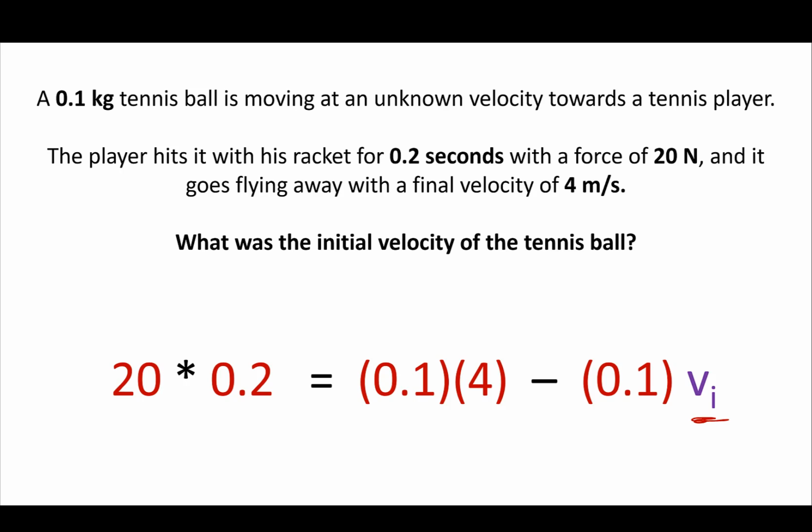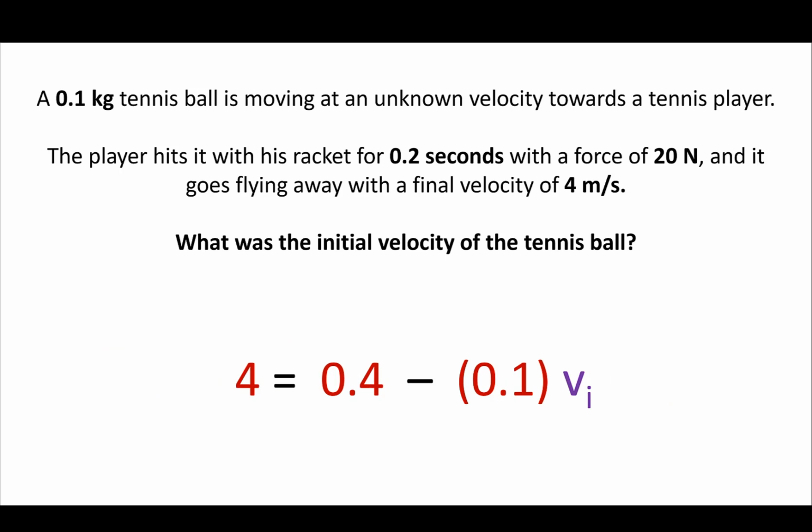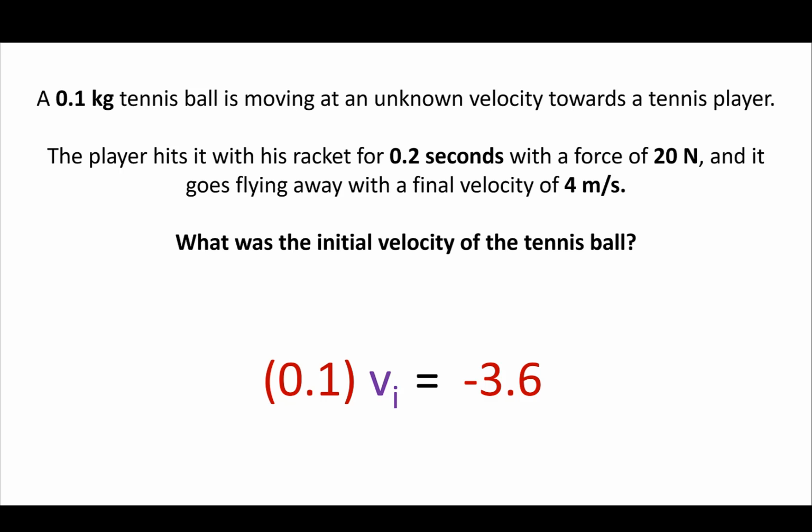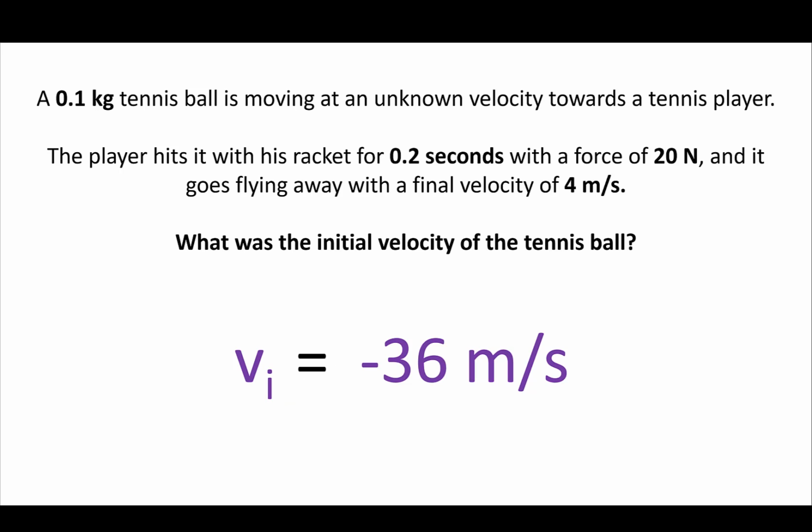And some people might have trouble solving this right here, because we have this that we multiply, this that we multiply, and then minus 0.1 times the initial velocity. So let me multiply those out. The way that I like to solve these is I like to not have a minus with the variable over here. So I'm going to take 0.1 times VI, add it to the left and the right, to sort of move it over. Now I'm going to subtract by 4, and then divide by 0.1, to get the answer of negative 36 meters per second. So that was the initial velocity.